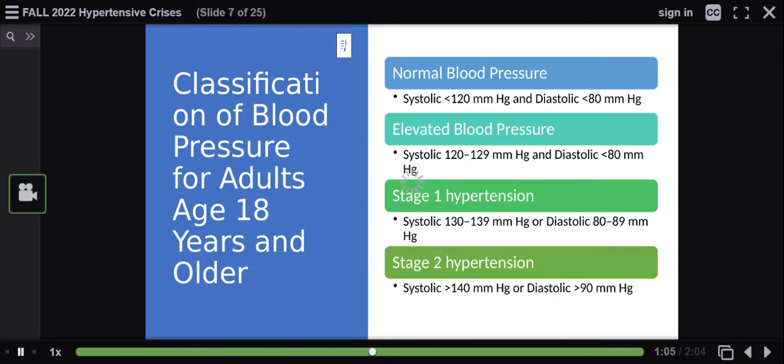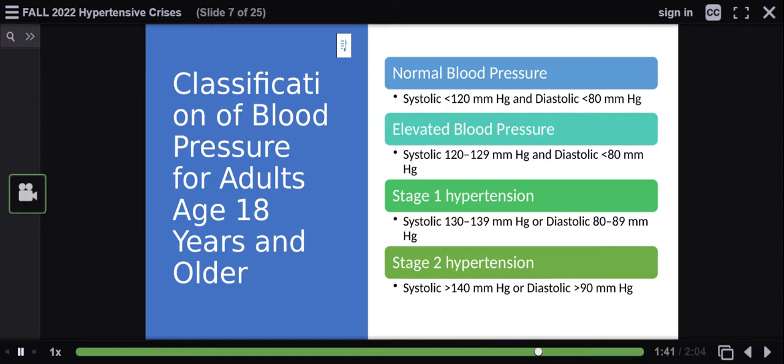Normal blood pressure now is less than 120 systolic and diastolic less than 80. Now you consider elevated blood pressure 120 to 129 systolic, diastolic still less than 80. Now we consider stage one with a systolic blood pressure of 130 to 139 and diastolic of 80 to 89, and stage 2 hypertension of 140 to 159 with a diastolic of more than 90 millimeters of mercury.